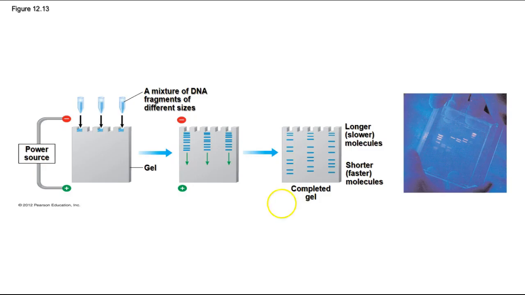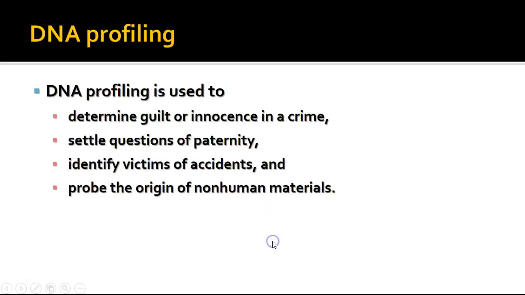So here we have, again, a mixture of the fragments that are added in there. As we run the electricity, it moves those fragments. The shorter ones are farther away from the origin, and the longer ones are closer to the origin there. So the shorter ones are faster, the larger ones are slower, and you'll end up with a pattern. Then you can match the pattern to see the similarities and differences between them.